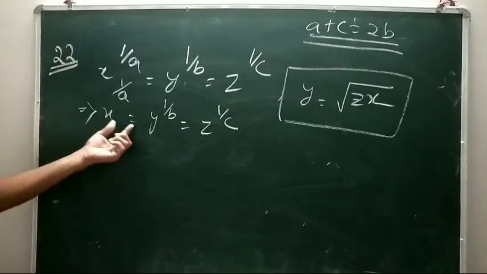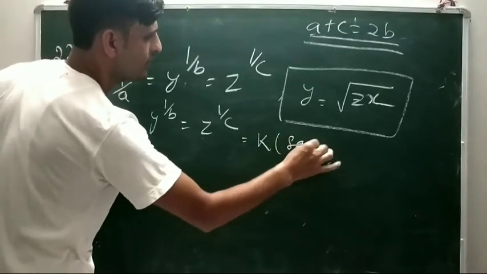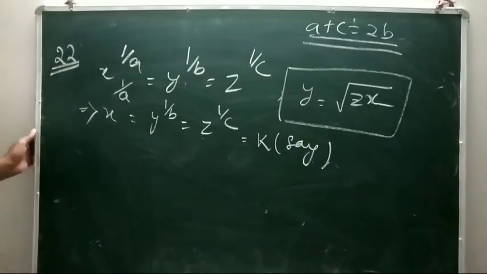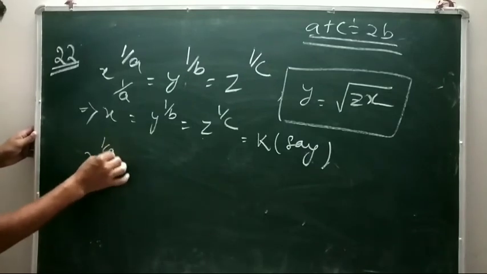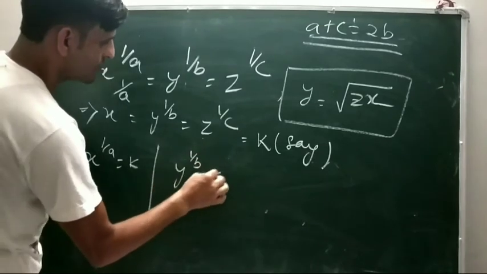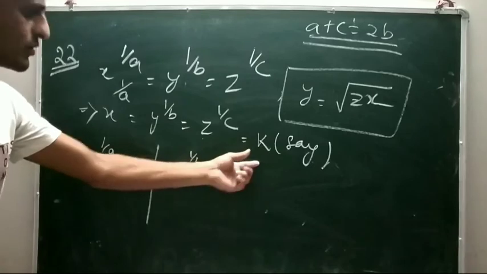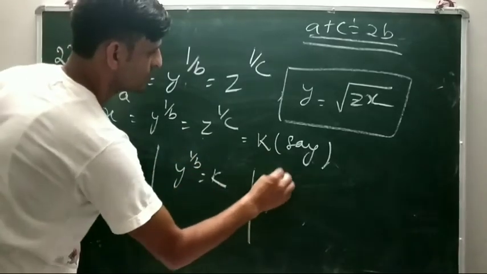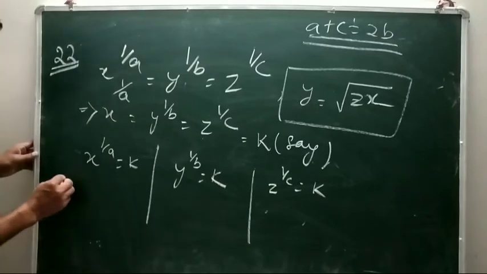So that means these are equal, so that can be taken as k. Suppose these are equal to k. So how will we get it? First part, see, x to the power 1 by a equals k. Again y to the power 1 by b equals k, because we took this one as k. These are equal and they are equal to k. And the third part, z to the power 1 by c is equal to k. So now how can we proceed?